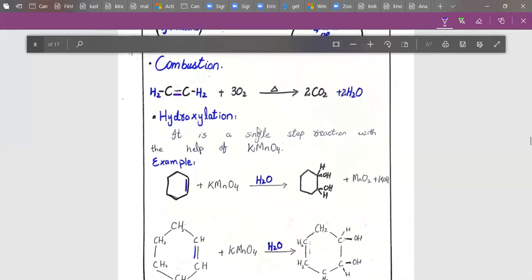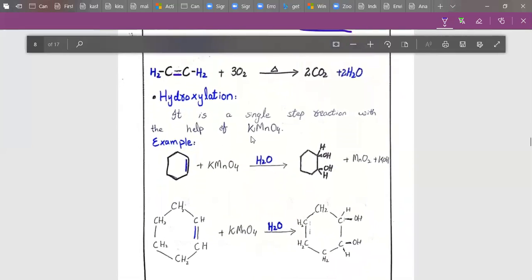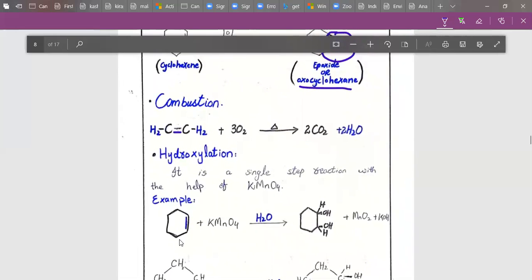Hydroxidation. It is a single step reaction with the help of KMnO4. This is the cyclohexene, and this is KMnO4. When these react, then OH groups are formed. So this process is called hydroxidation.